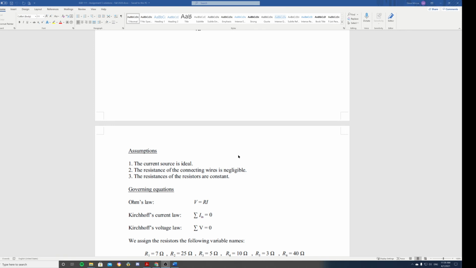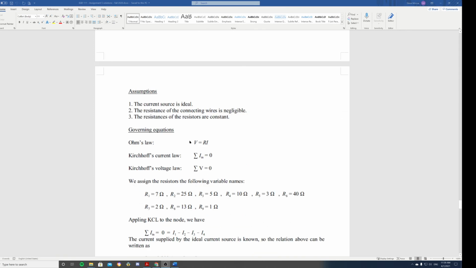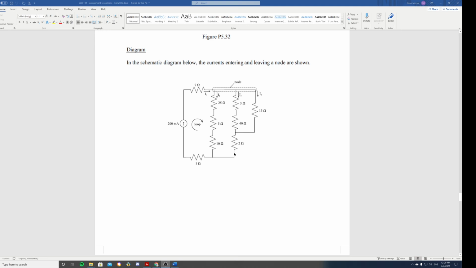Okay, the governing equations. Of course, we have Ohm's law, which relates the voltage drop across some resistor or combination of resistors. The voltage drop is equal to the resistance times the current. Now, when we're talking about applying KVL, what we're saying is if you go around the loop, you sum all the voltages, it's going to be 0.